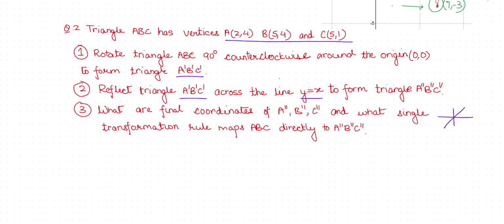We also have to find what single transformation would directly take triangle ABC to A double prime B double prime C double prime without actually doing the two steps. So please try it on your own, and if you have difficulty, then see the solution.